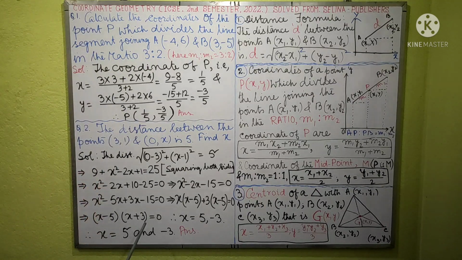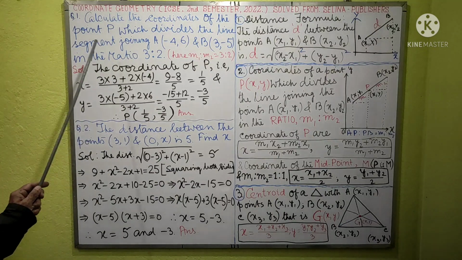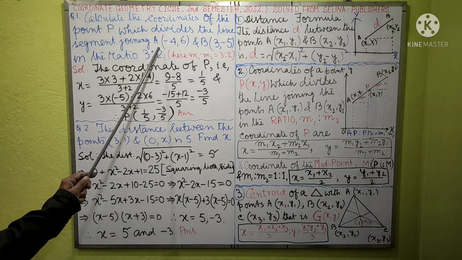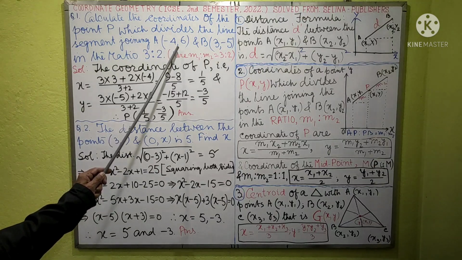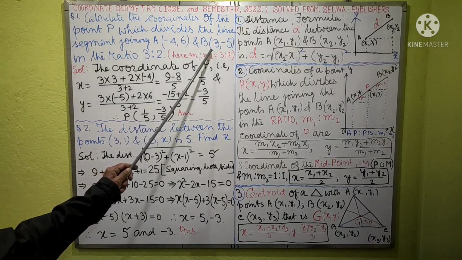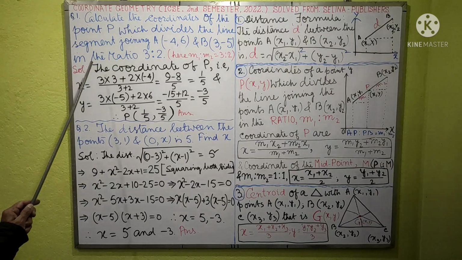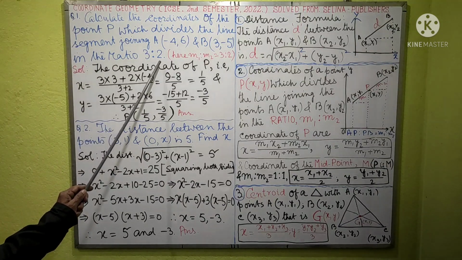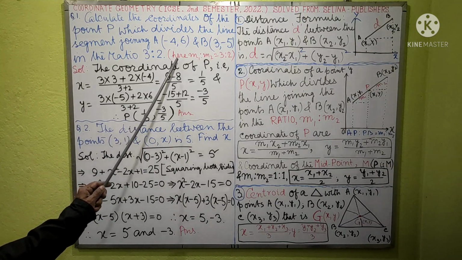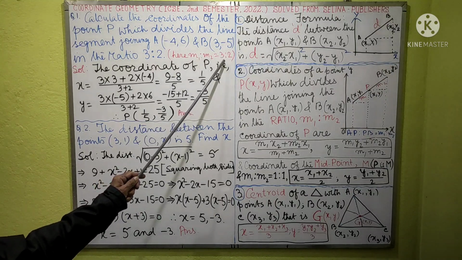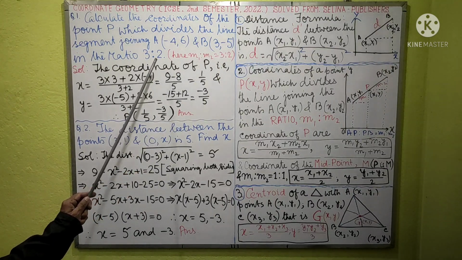Remember, these questions are selected from the textbook. Calculate the coordinates of the point P which divides the line segment joining A (minus 4, 6) and B (3, minus 5) in the ratio 3 is to 2. Here we have taken m1 is to m2 equal to 3 is to 2. This is m1 and m2.